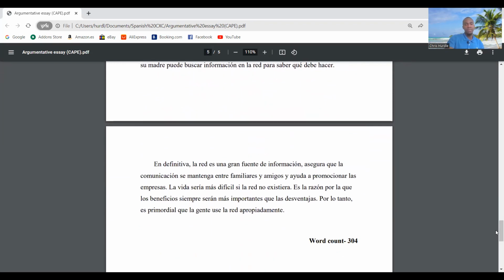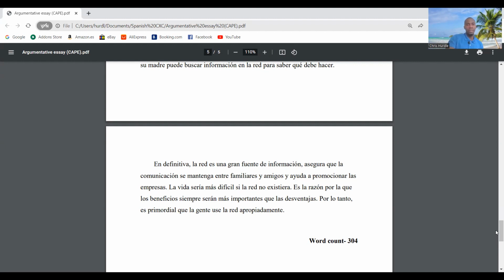En definitiva, la red es una gran fuente de información, asegura que la comunicación se mantenga entre familiares y amigos y ayuda a promocionar las empresas. So in conclusion, the internet is a great source of information. It ensures that communication is maintained among family and friends, and it helps to promote businesses.